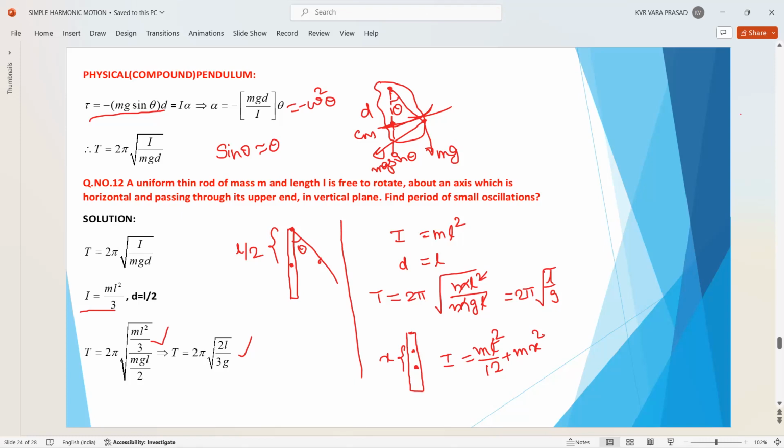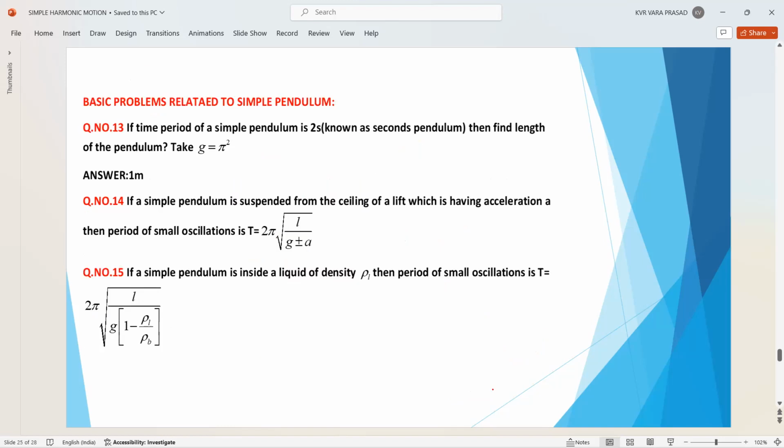And in the place of d, write it is x. Substitute these values in that, differentiate and make it equal to 0. Then you get the value of x for which T becomes either minimum or maximum. Okay, you can try that on your own. Let us go for next one. Let us see some basic problems related to simple pendulum.